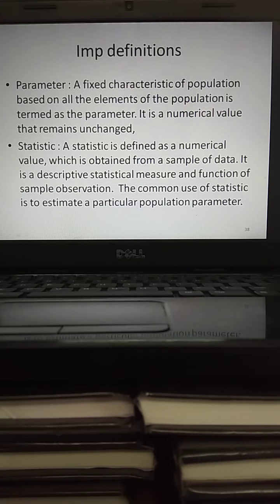Same way, what is a statistic? Observe the spelling. A statistic is defined as a numerical value obtained from a sample of data. It is a descriptive statistical measure and a function of the sample observations. The common use of a statistic is to estimate a particular population parameter.